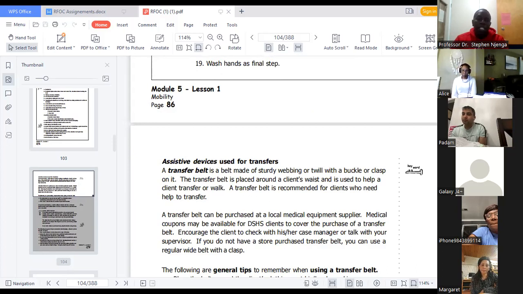A transfer belt can be purchased at a local medical equipment supplier. You can get them at Walmart, CVS, all those stores you can buy them. Medical components may be available for DHS clients to cover the purchase of the transfer belt. Encourage the client to check with his or her case manager and talk with your supervisor. If you do not have a store-purchased transfer belt, you can use a regular wide belt with a clasp. So you're supposed to talk with your supervisor or case manager in case you need a transfer belt.